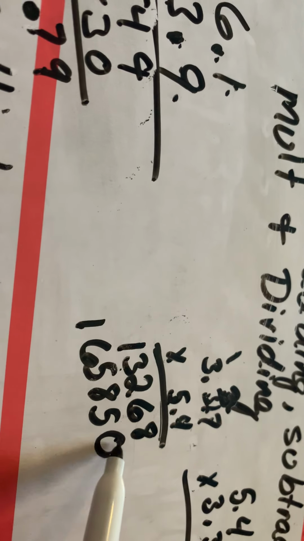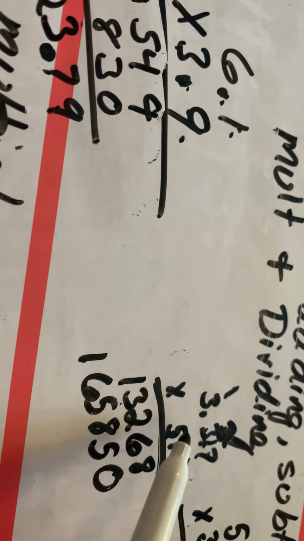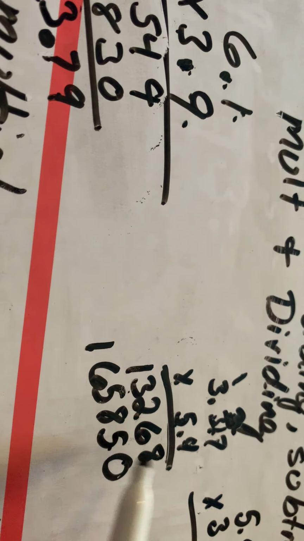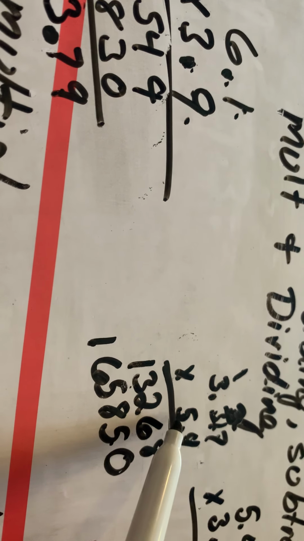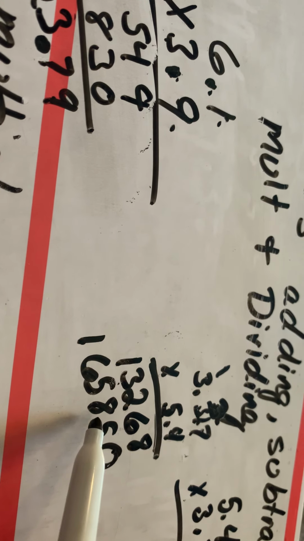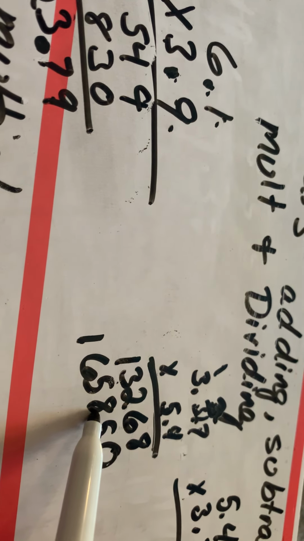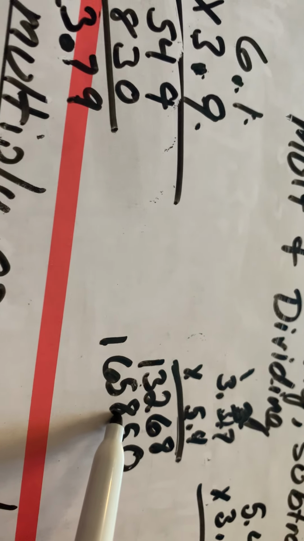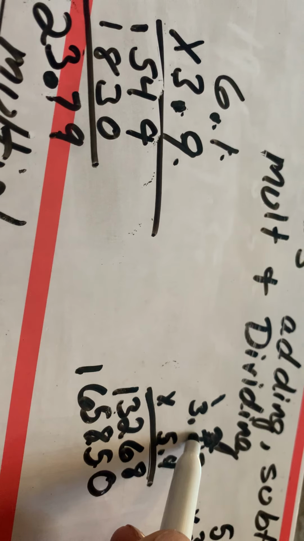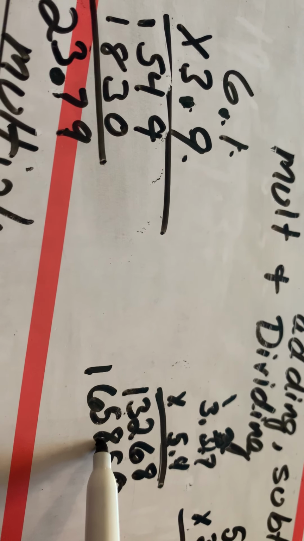Then I went down here and I put my 0 placeholder because I'm moving over one. 5 times 7 was 35. I put the 5 down here, carried the 3. 5 times 1 is 5, plus 3 gave me 8. Okay. And then I did 5 plus 3, gave me 15.